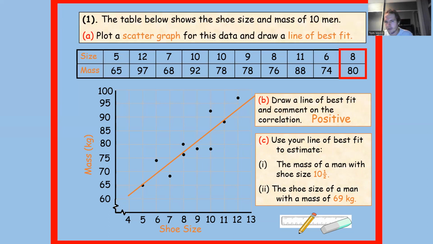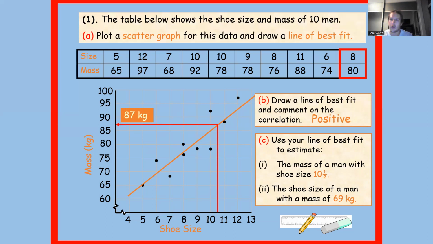So what would you estimate the mass to be of someone with a size 10.5 foot or shoe? It might just be you've got tiny feet, but you love wearing big shoes. I don't know. I'm not judging. So in this case, 10.5 is going to be here. So I'm going to draw my line up, I hit my conversion line and I measure off. In this case, it's going to be 87 kilograms.